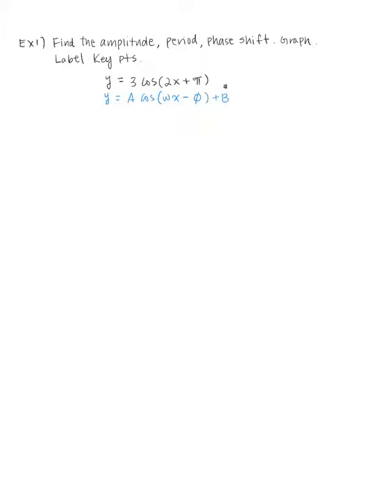All right, with that said, let me write this in red. Our a is 3, so the amplitude is 3. Our omega is 2. Phi is negative pi. And b is 0. Okay, so keep that in mind.